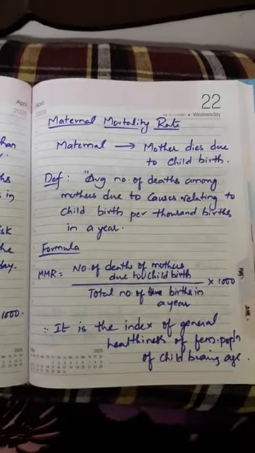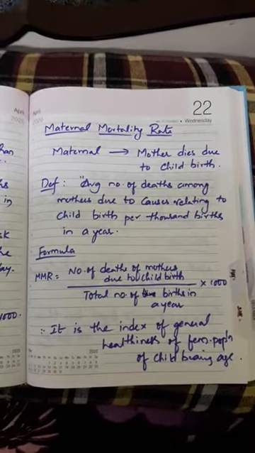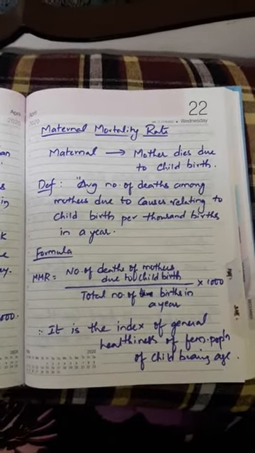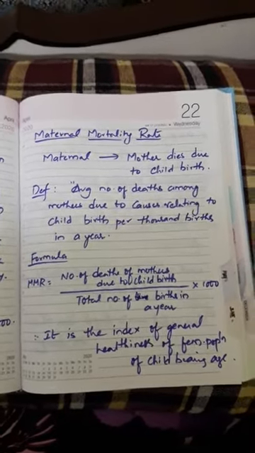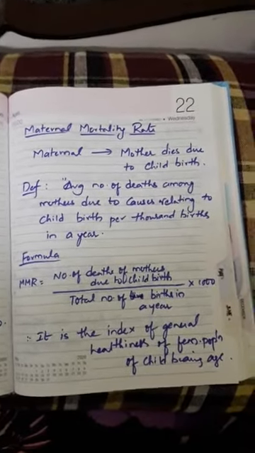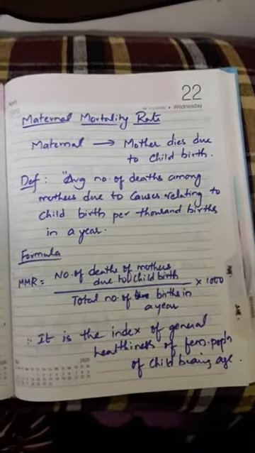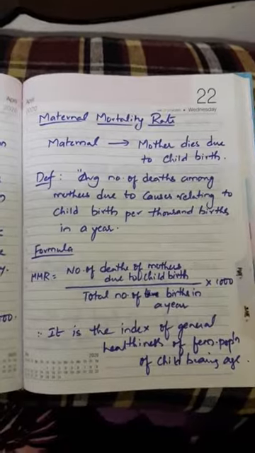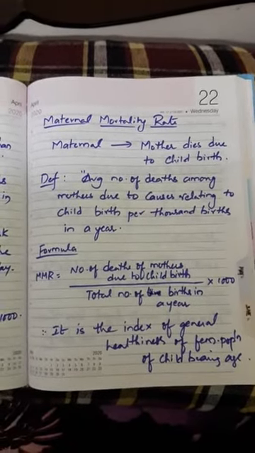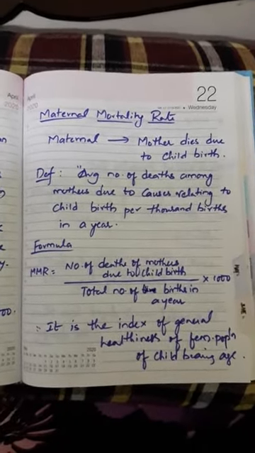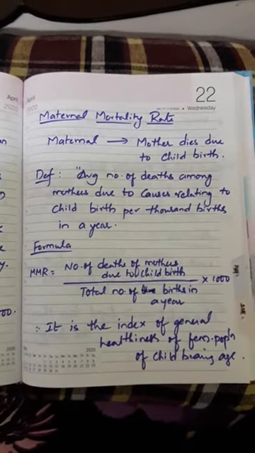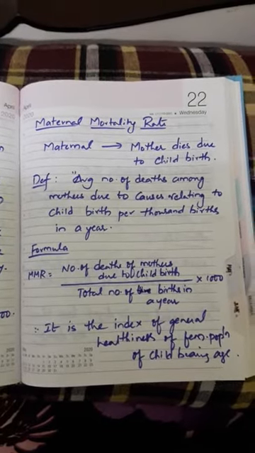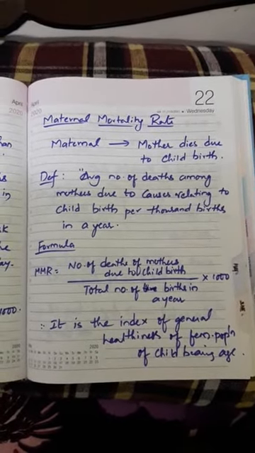So definition: the average number of deaths among mothers due to causes relating to childbirth per 1000 births in a year. Here also population should not be considered. How many new births have taken place? Among those new births, how many mothers died during childbirth? Such cases only we can say are maternal cases. So here comes the formula: number of deaths of mothers due to childbirth divided by total number of births in a year multiplied by 1000.